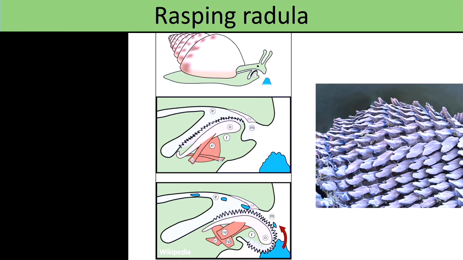And how do they do this? They do this with a rasping mouth part. So they have basically sandpaper for a tongue. And you can see this as a zoomed in view of that sandpaper. So based on that, they scrape away the tissue of whatever they're eating.